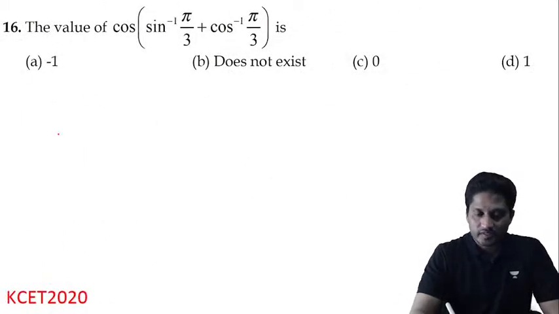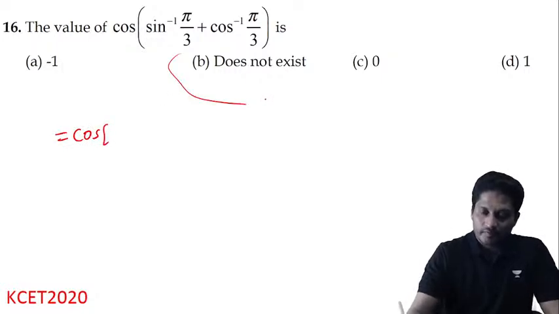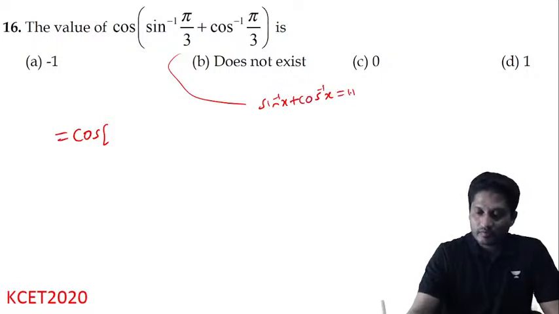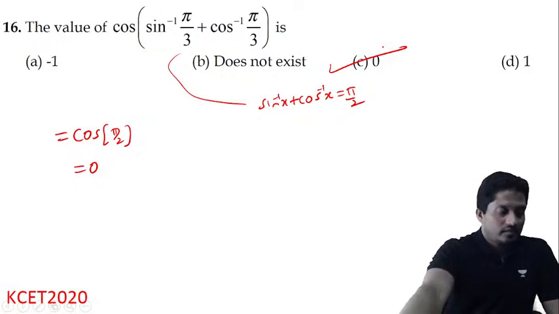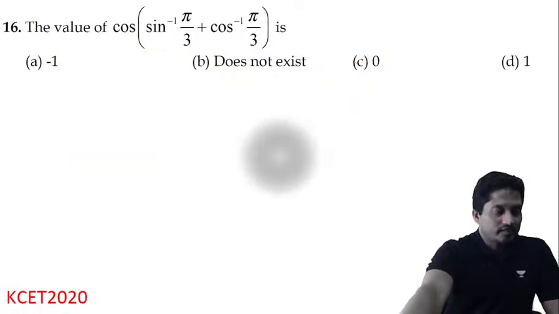Cos inverse of x plus sin inverse of x is pi by 2, right? This is of the form sin inverse of x plus cos inverse of x, which is equal to pi by 2. Very simple question. So this is cos pi by 2, and cos 90 is 0. Answer is option C. Let's move to the next question.